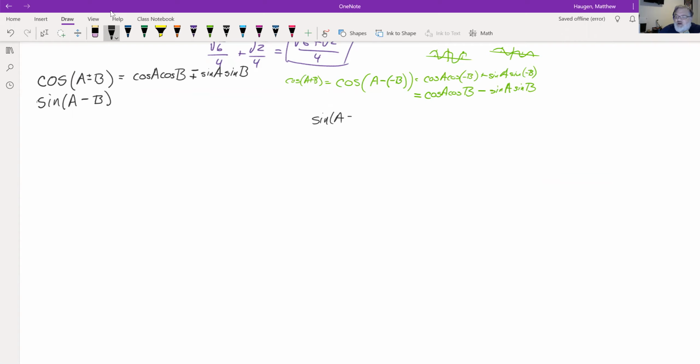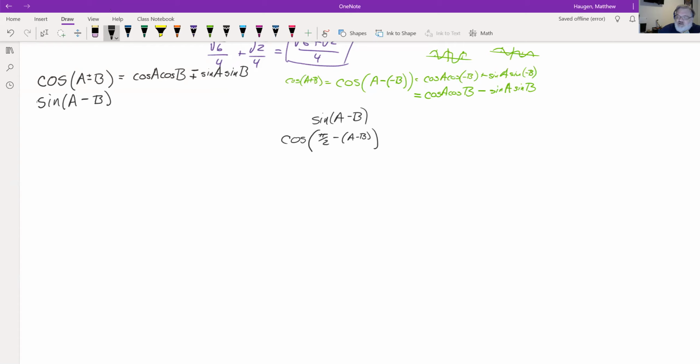Sine of A minus B. Well, I don't know a tool for sine for this. All we know is tools for cosine. So wouldn't it be nice to change this sine into a cosine? Yes, it would be. It would be easy if it was a sine squared. It's not. Maybe we could put in a sine squared and a square root, but that's messy. It's actually a lot easier to turn this into the cosine of pi over 2 minus A minus B.